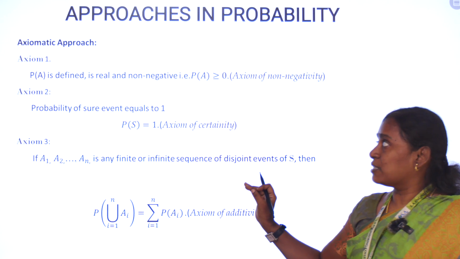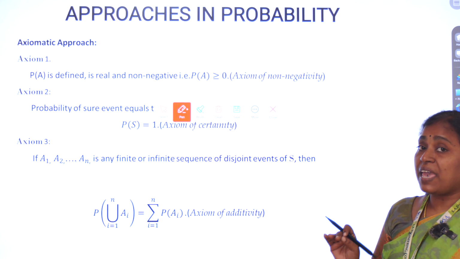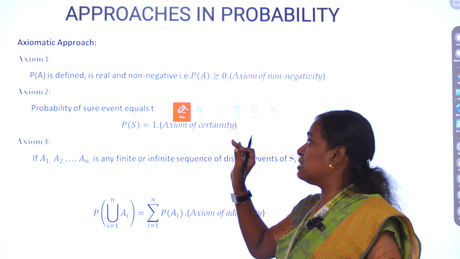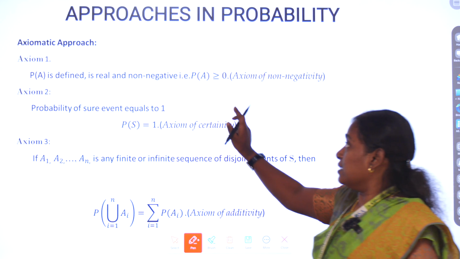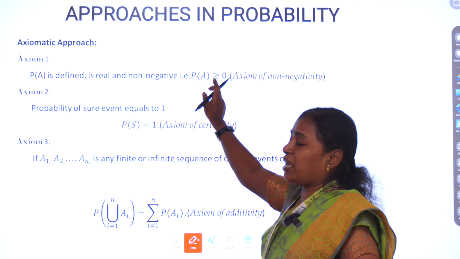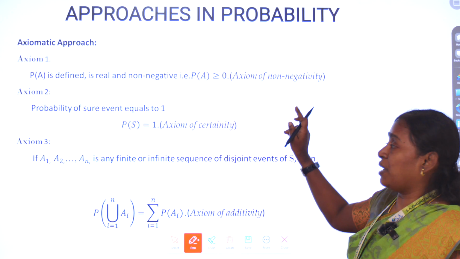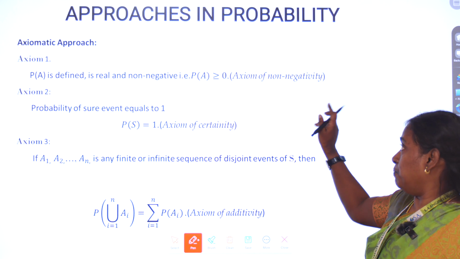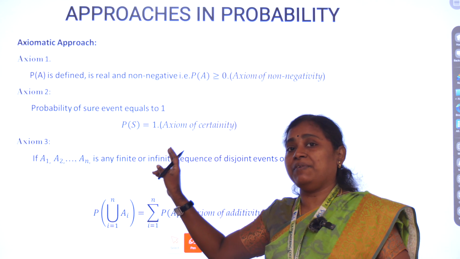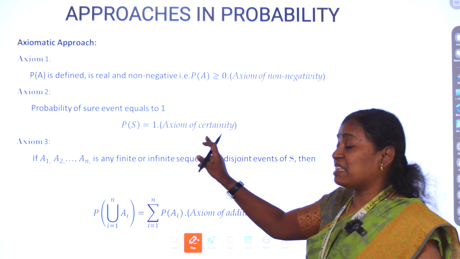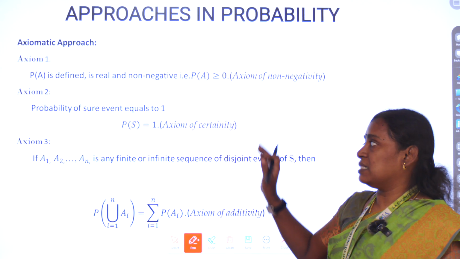So there are three axioms under the axiomatic approach. The first axiom states that if A is any event, then P of A is defined, real and non-negative. So how do we represent this? As P of A greater than or equal to 0. The first axiom is also known as the axiom of non-negativity. The next axiom states that the probability of a sure event is 1. That is, P of S is equal to 1. So this axiom is called the axiom of certainty.